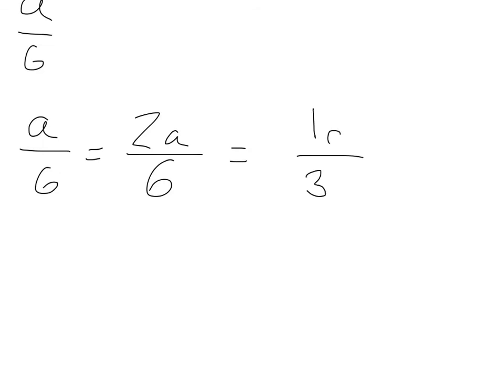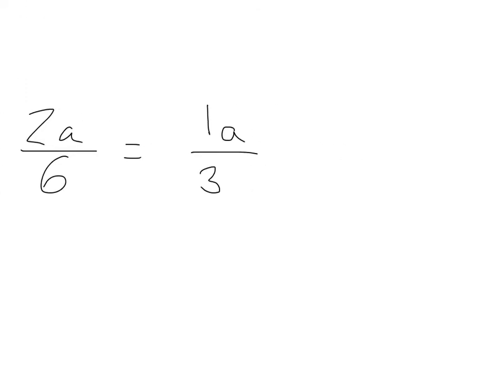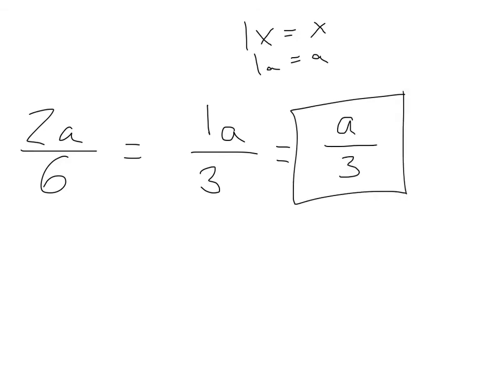But again, I have the a on top. And I could leave this as 1a over 3, but it could probably simplify it even a little further. Remember, 1x is just the same as saying x, so 1a is just the same as saying a. So I'm going to change this top from a 1a to just a plain a over 3, and I would be done.